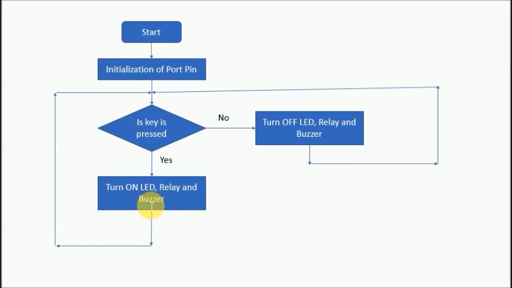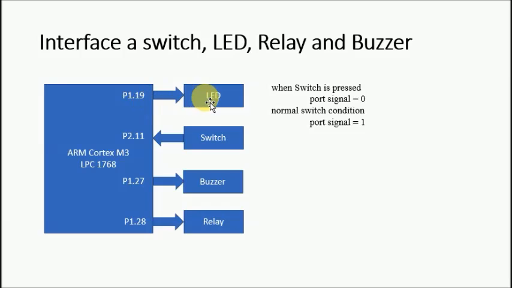So when the key is pressed, we have to turn on the LED. How to turn on the LED, relay and buzzer? Just provide logic 1 to the pin where the LED, buzzer and relay are connected. When I want to turn on the LED, I have to provide logic 1 at this pin, that is port 1 pin number 19.